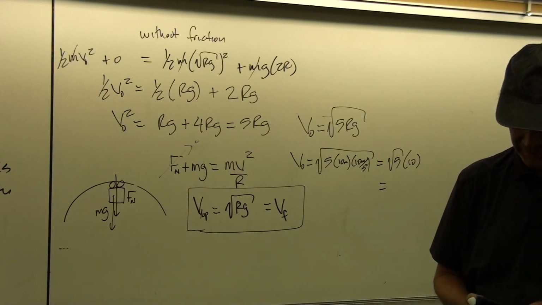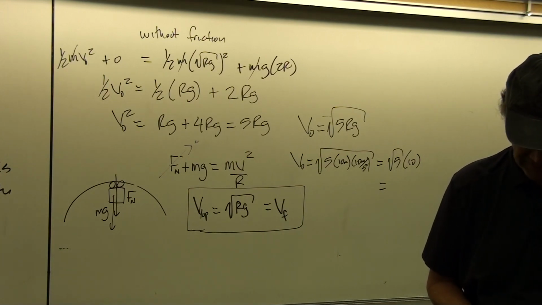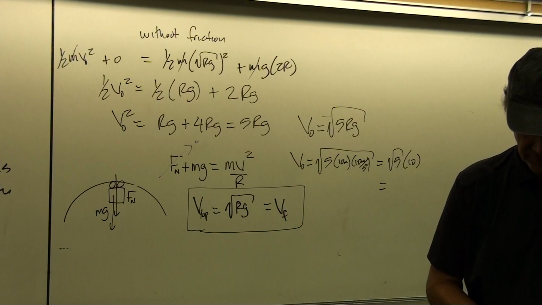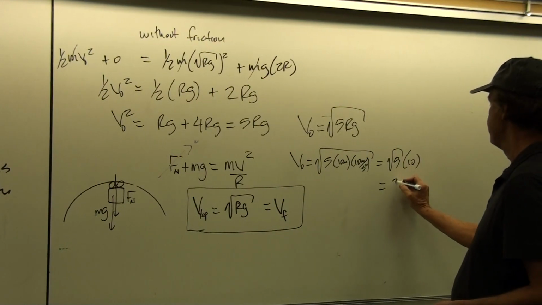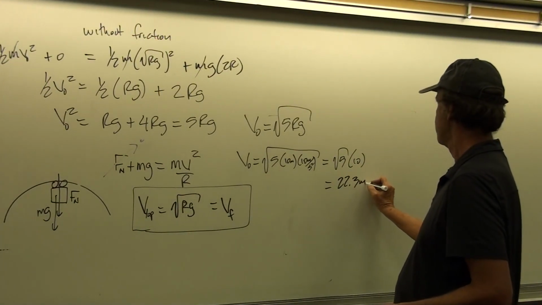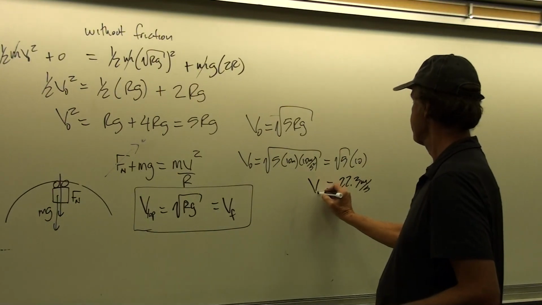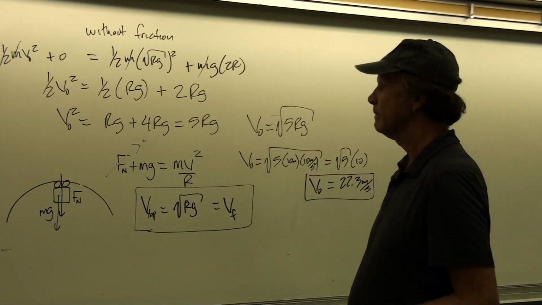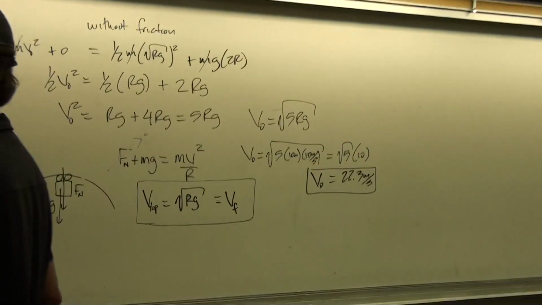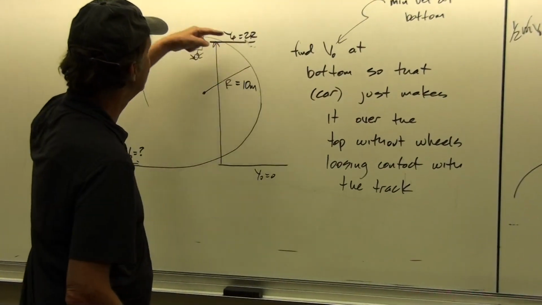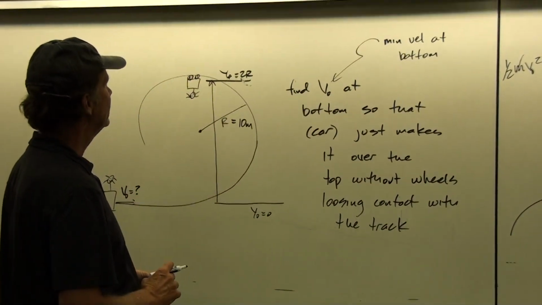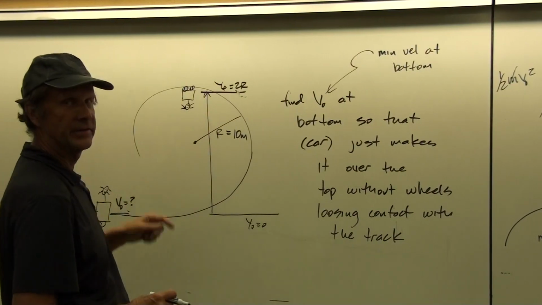Which is 22.3 meters per second. So that would be about 44 miles an hour with a 10-meter radius track. So it just makes it over the top.